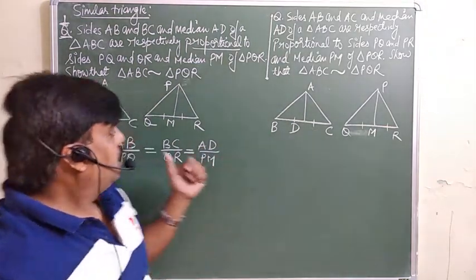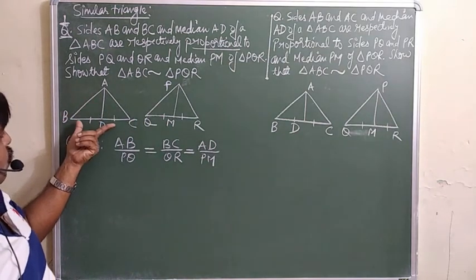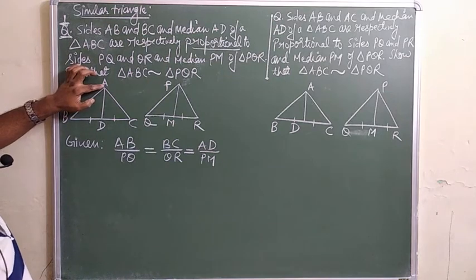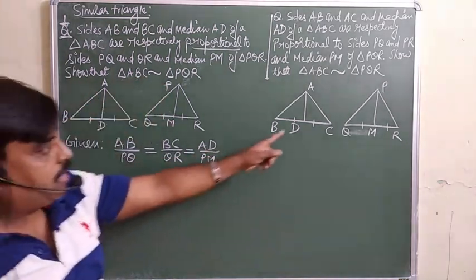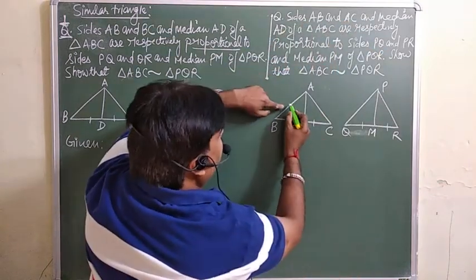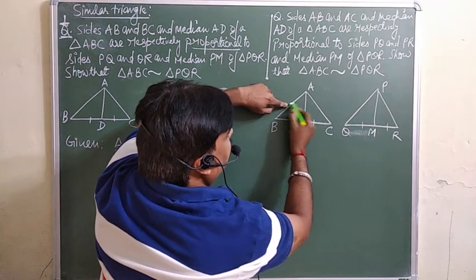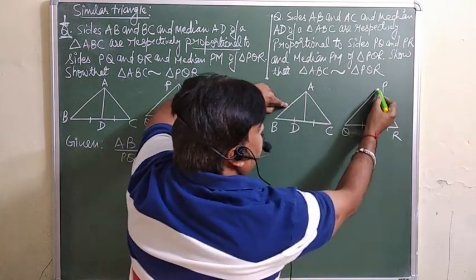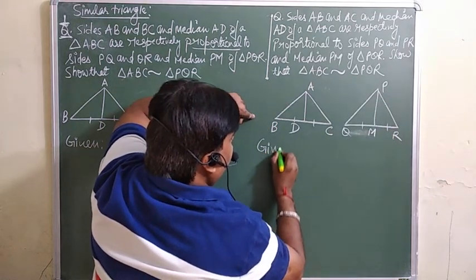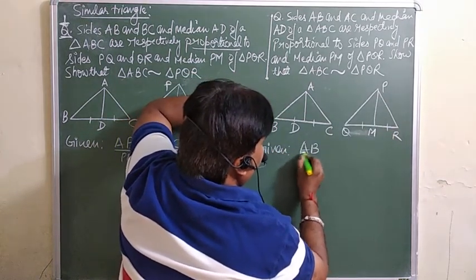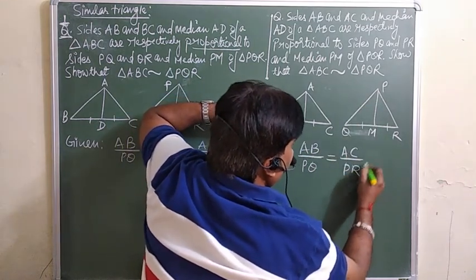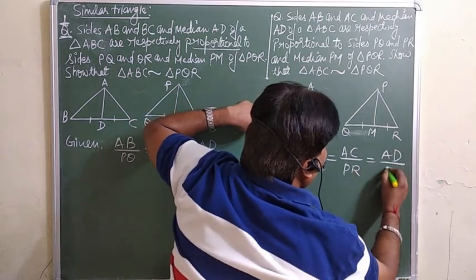In this question, one of the sides, BC, is divided by the median AD, and QR by PM. But in the other question, we have AB and AC and the median AD. These two sides AB and AC and median AD are proportional to PQ, PR and PM. The information given there is AB over PQ is equal to AC over PR is equal to AD over PM.